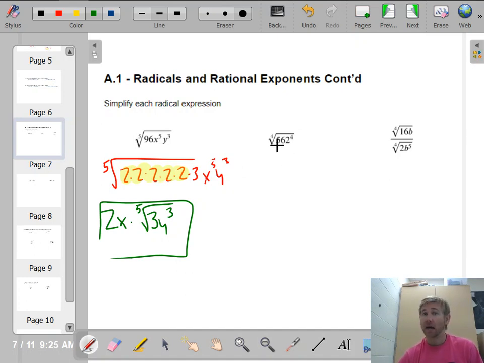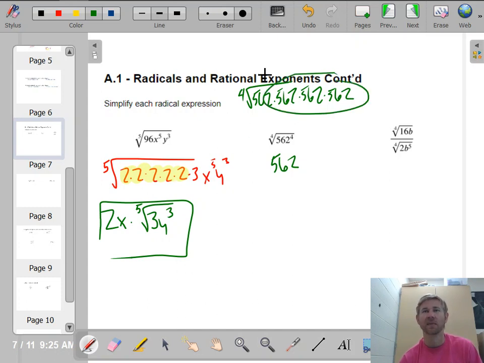The second one here. So this is kind of weird. Like, if it's the fourth root of something to the fourth power, it's just going to be 562. You could imagine writing it out, 562 times 562 times 562 times 562, and be like, oh, there's a set of 4 of them. But these are inverse operations, so they're going to cancel each other out. So that's just 562.